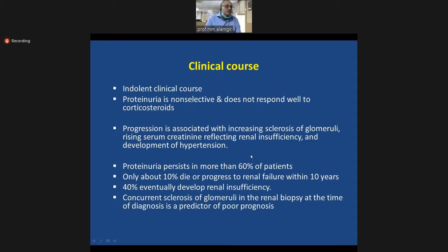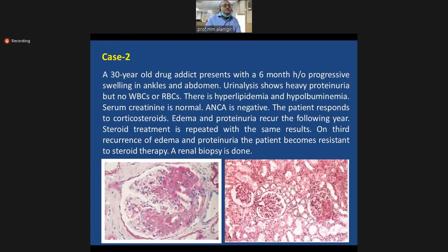Now, with this baseline case, we may proceed to other primary glomerulopathies, which may result in the clinical syndrome of nephrotic syndrome. This is case 2. Now, in case 2, we have a 30-year-old drug addict who presents with a 6-month history of progressive swelling in ankles and abdomen. Urine analysis shows heavy proteinuria, but no WBCs or RBCs. There is hyperlipidemia and hypoalbuminemia.